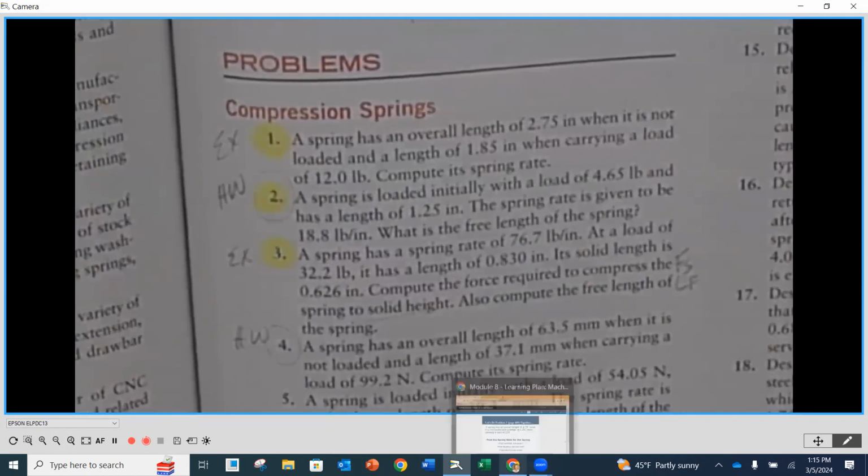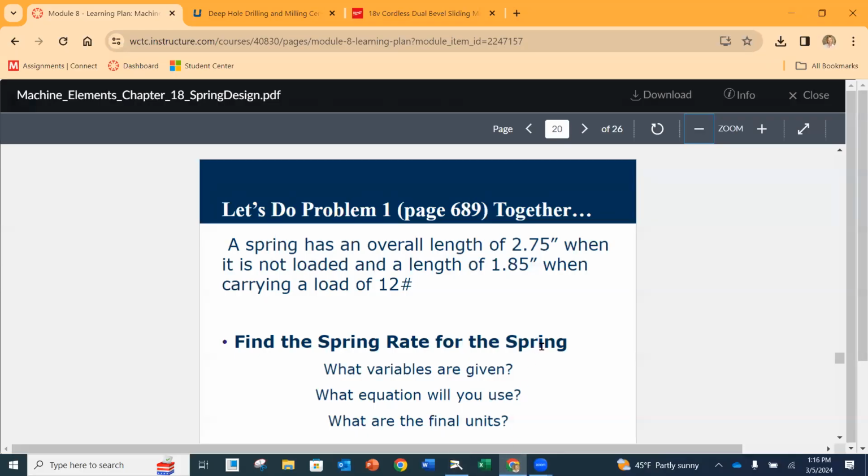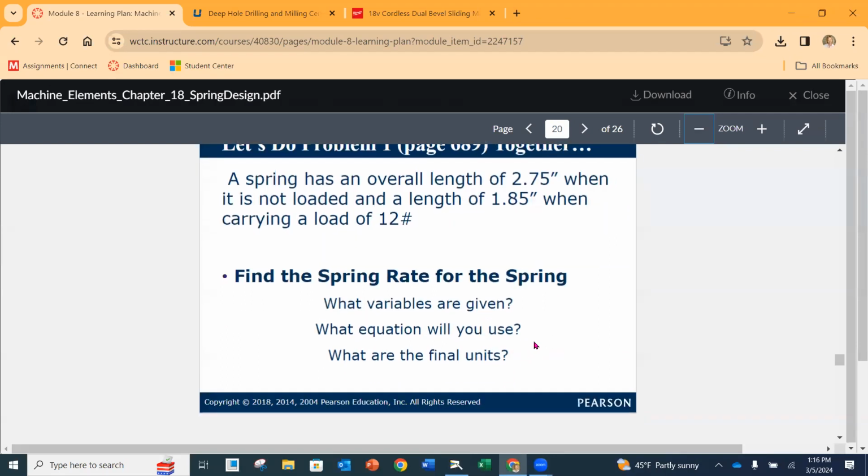If we go back to our PowerPoint presentation, you're going to notice that it asks a couple of questions here: what are the variables that are given? What is the equation that you plan on using? And what are the final units that you think we're going to be looking for? I'll give you a hint, you're going to find the answers or get started on page 662. Okay, 662 is where spring rate is.